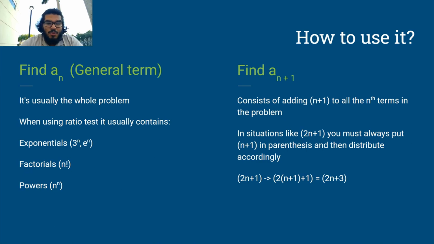An example I have here is 2n. Whenever you're including n plus 1 in a term like this, where it's being multiplied by another term or added, you should put the n plus 1 in parentheses and then distribute accordingly. That way you prevent any confusion or improper distribution. So we distribute the 2 to the n and the 1, then add the 1 at the end, and you would get 2n plus 3.